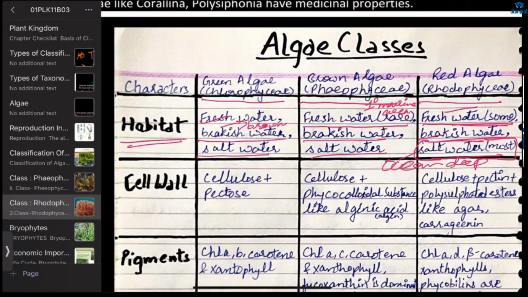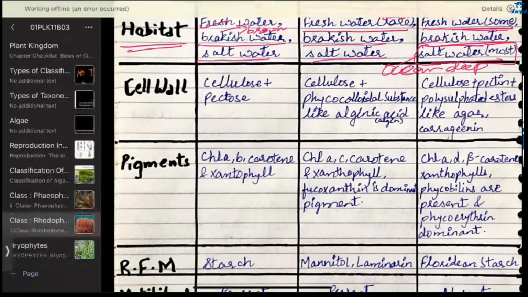Why? Because red algae have a special capacity: they can be found in very deep areas where light cannot reach. Red algae can be found in the deeper part of the ocean, growing over there. Okay, so when we see the special features, we will write them down also.